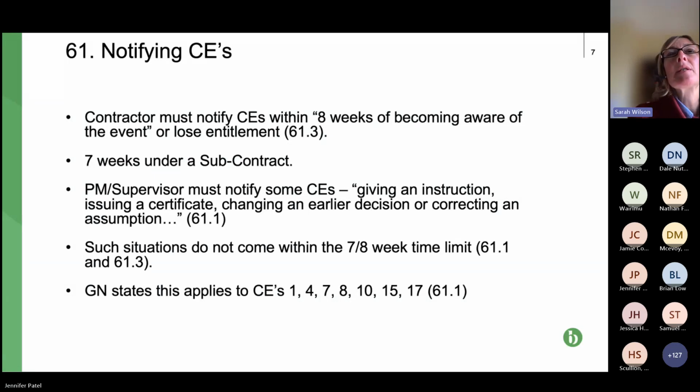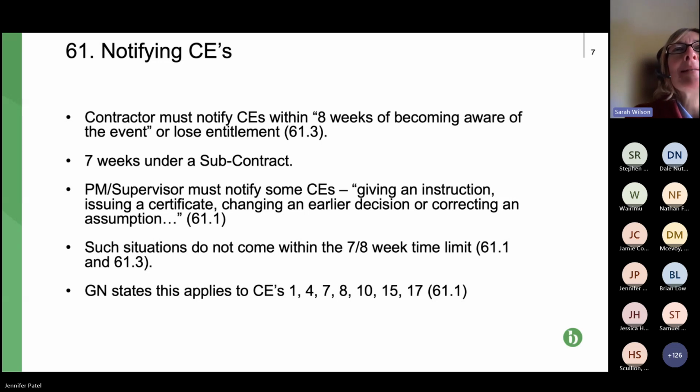So just some points. The first bullet point deals with that 8-week deadline. The second bullet point just warns that it's 7 weeks under a subcontract. So please be careful, because of course that's the killer deadline. Also, both contractors and subcontractors, be careful, because those deadlines are often shortened via the Z clauses. Quite often they're reduced to 3 or 4 weeks to notify. So please be careful about that.